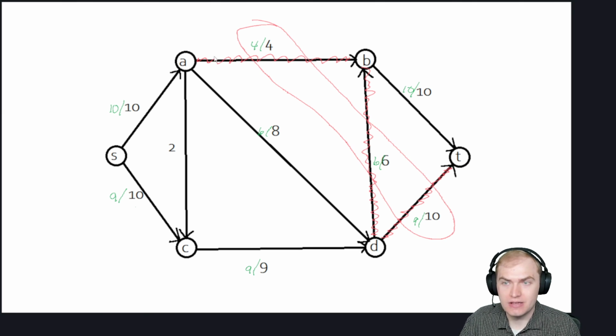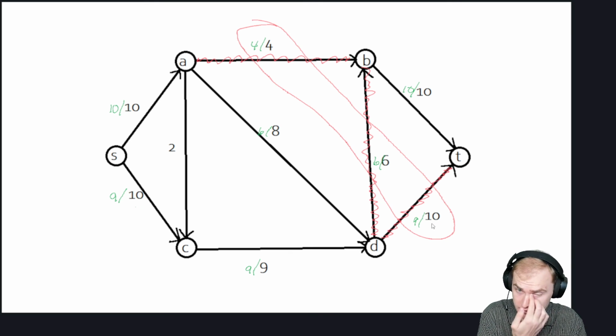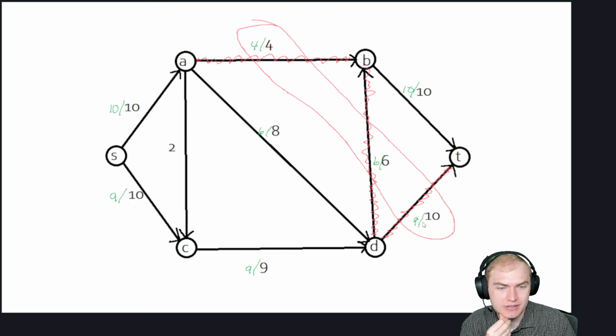And we can notice that the capacity of that cut is actually 4. Actually, they're not used to capacity. What am I saying? No, they're not used to capacity, because this one still has a spare. But look at it this way. 4 plus 6 is 10, plus 9 is 19. Huh. There's something screwy here.